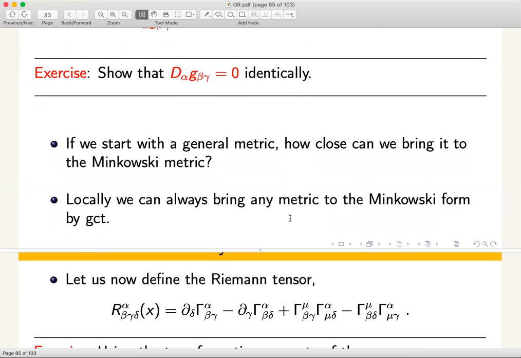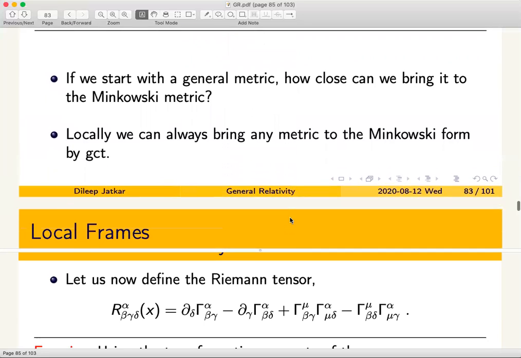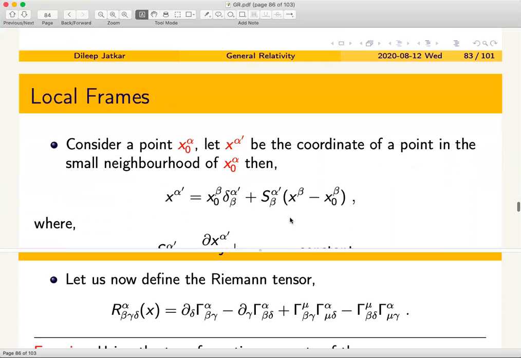So we can now ask a reverse question. Suppose somebody gives you a metric, which looks quite complicated. You want to know how close we can bring that metric to a Minkowski space metric. As Aman was saying some time ago, of course locally you can bring any metric to Minkowski form by a general coordinate transformation. Let's see how we could do that.